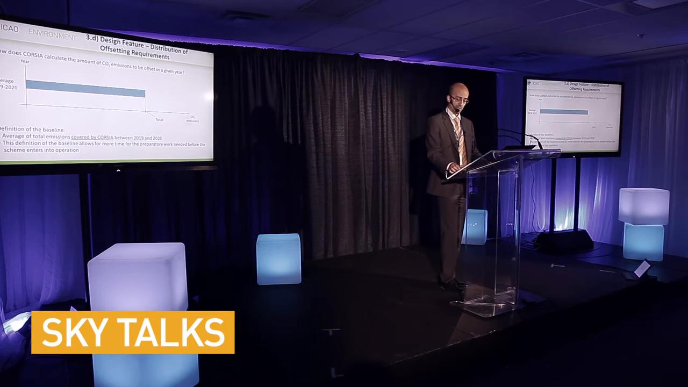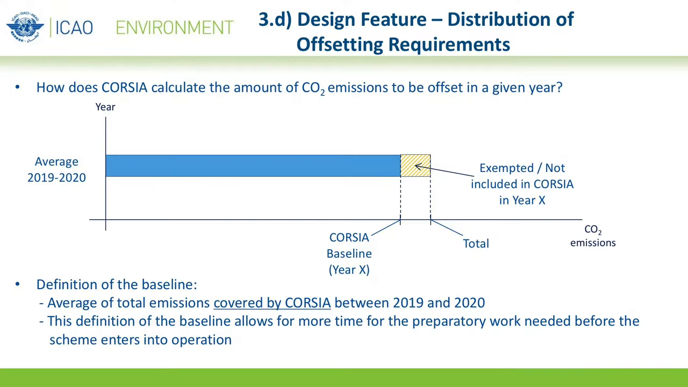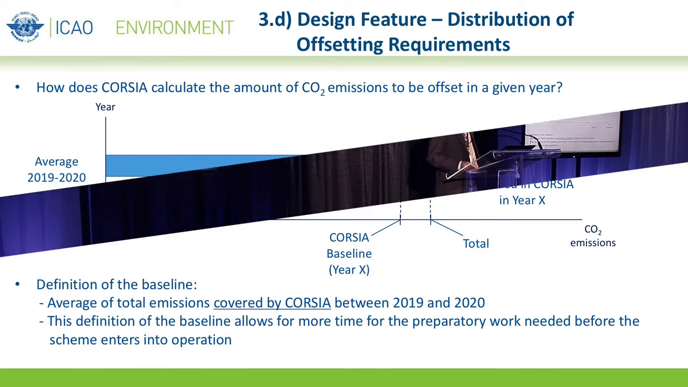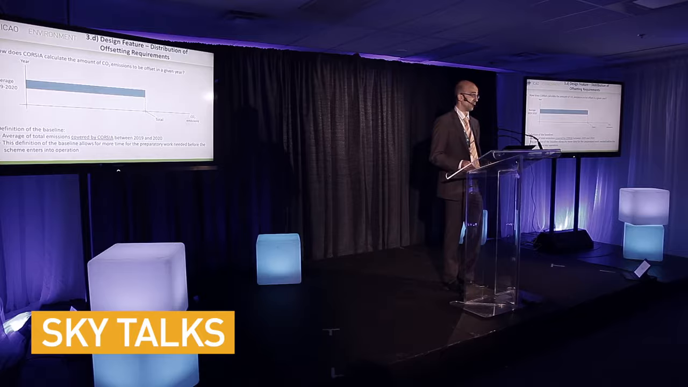So we can now move to another interesting design feature, which is the distribution of offsetting requirements. And here we need to look into how those offsetting requirements are going to be calculated. The starting point is the definition of a baseline for emissions.